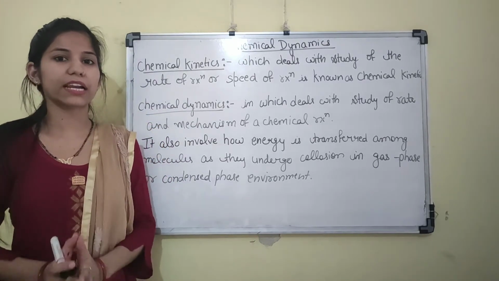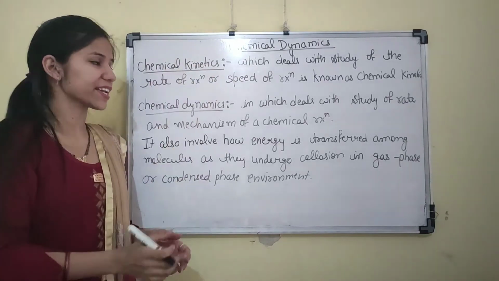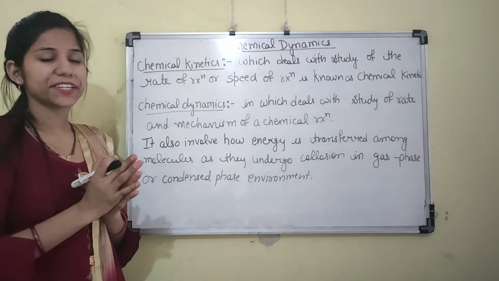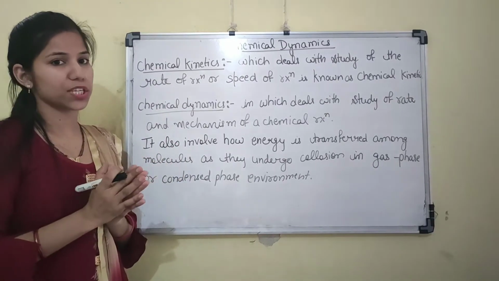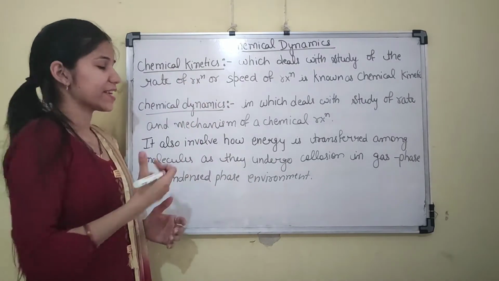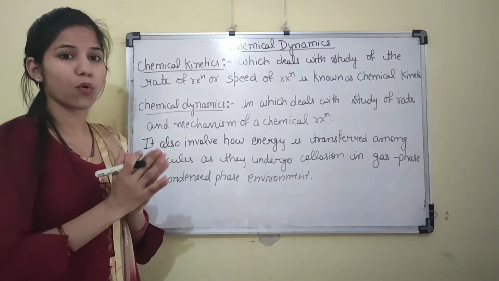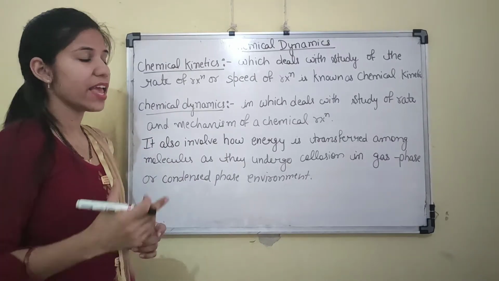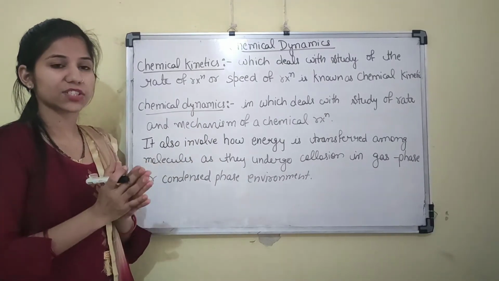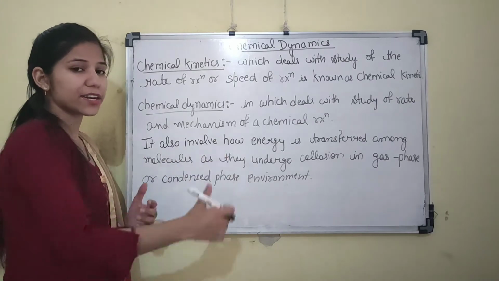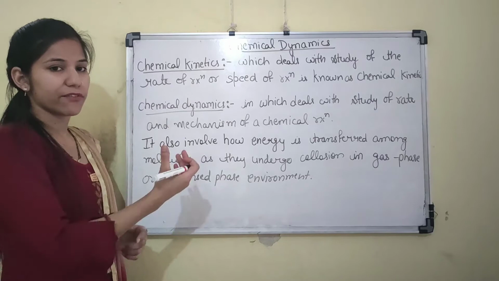In this video we are learning chemical dynamics. So what is the difference between chemical kinetics and chemical dynamics? Chemical kinetics deals with the rate and the speed of a reaction. So these are called chemical kinetics. And chemical dynamics deals with the rate and the mechanism of a chemical reaction. So these are called chemical dynamics, and it also involves how energy is transferred among the molecules. They undergo collision in gas phase and a condensed phase environment.